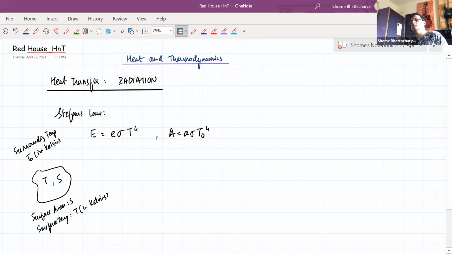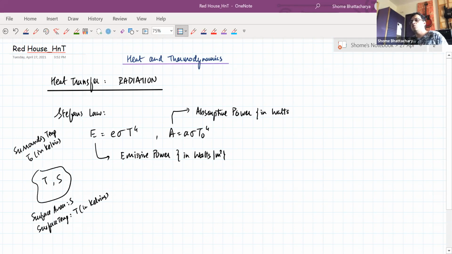in kelvins again. Okay. So capital E gives us what is called the emissive power, where the name is misleading. It does not have the unit of power, but it has the unit of power per unit area. So it's in watts per meter square. And A is the absorptive power, again in watts per meter square. And e for any material is equal to a. Emissivity is equal to absorptivity.